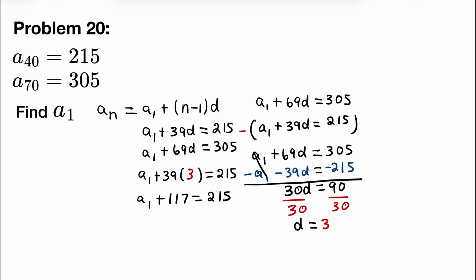So since we're trying to get a sub 1 alone, we need to move 117. We'll do that by subtracting 117. And we can see here that a sub 1 equals 98. And so that means that 98 is our very first term. So we've worked backwards to find the very first term.